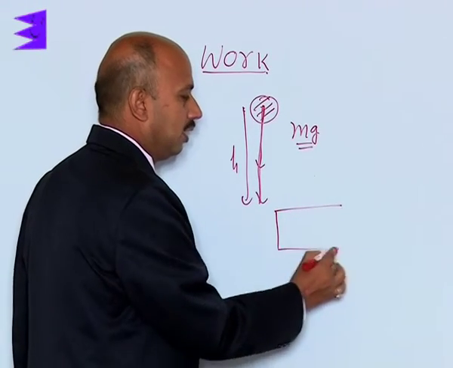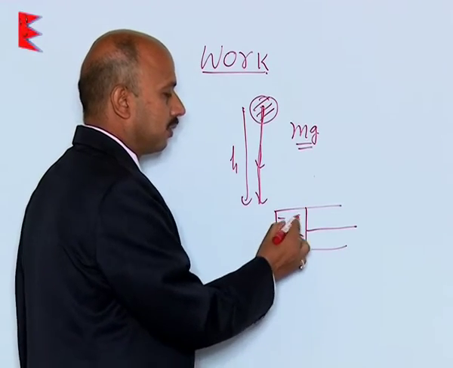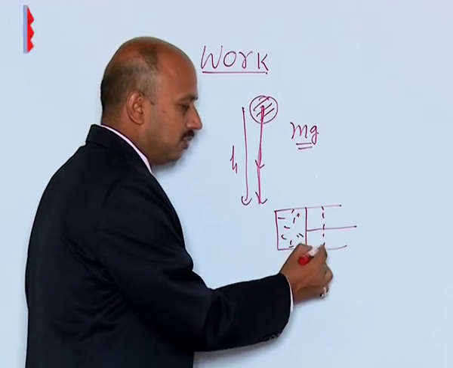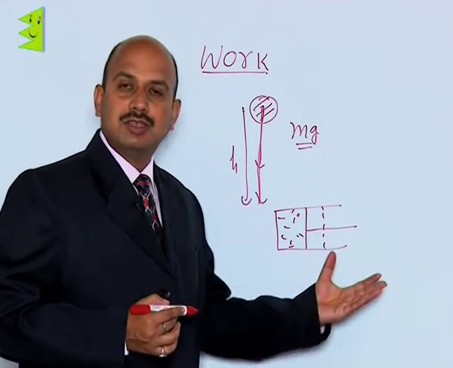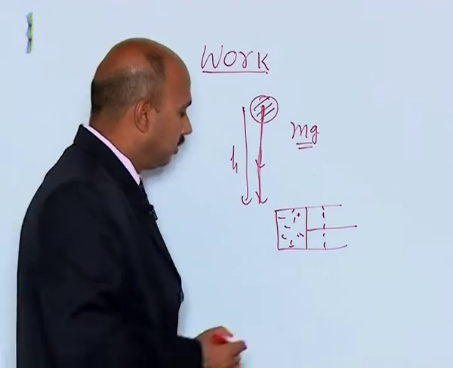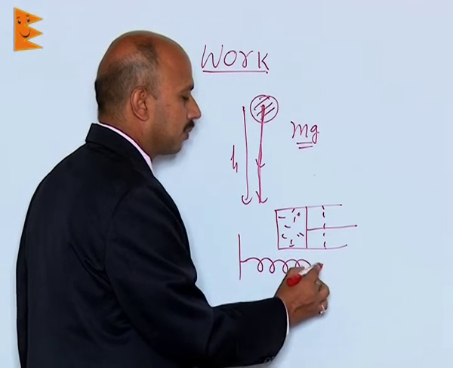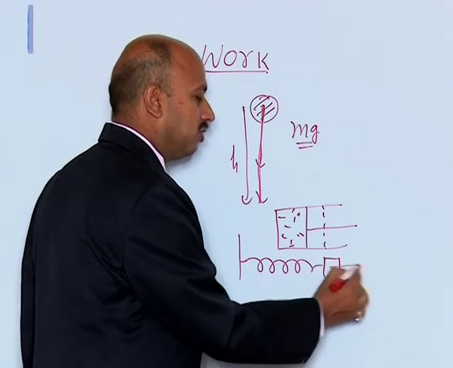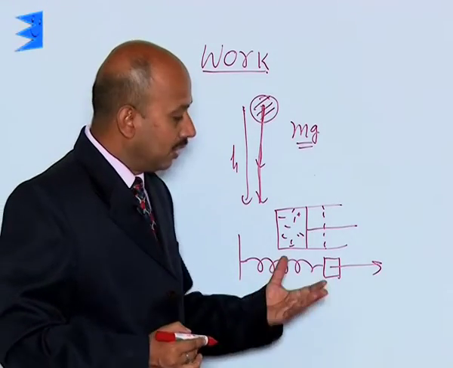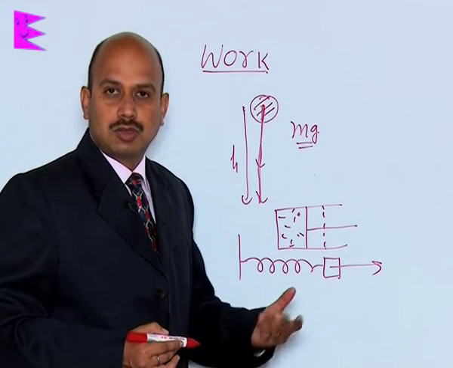Another example, suppose the gas is allowed to expand in a piston, in a cylinder. Suppose you have taken a cylinder like this and there is a piston and here is the gas. Gas is allowed to expand. When the gas expands, the piston is coming to here, its volume is increasing. The work done by the gas is positive. Similarly, take the example of a spring. Suppose a spring is stretched to a certain length, then the work done by the stretching force, or the work done by the external force, is positive.